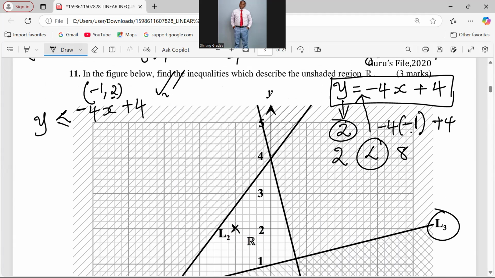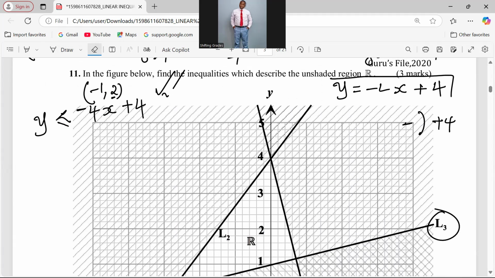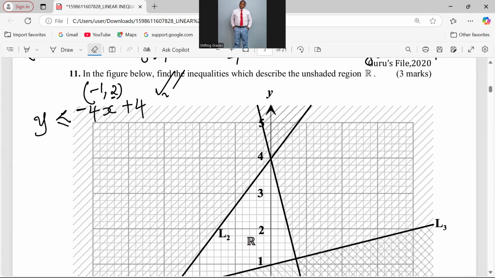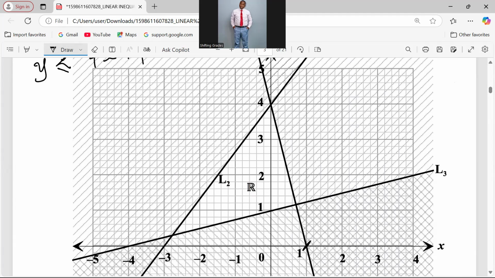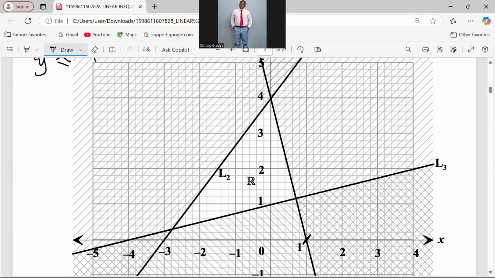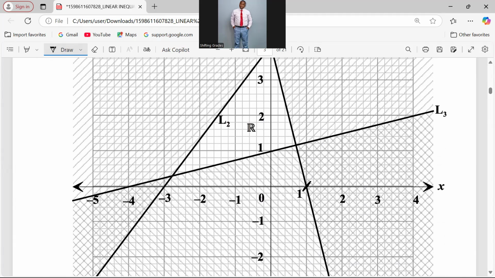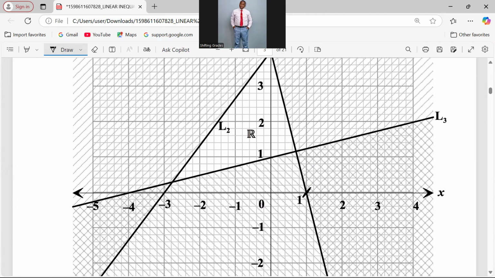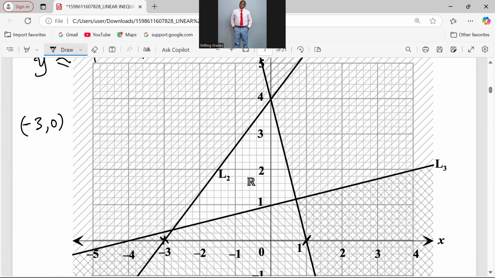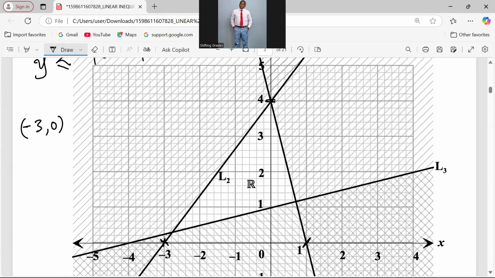We can examine several. Let's check the second line, L2, which is here. Let's get some of the coordinates lying on L2. Some of these coordinates, I'll pick here, negative 3, 0. Then we are also having 0, 4.